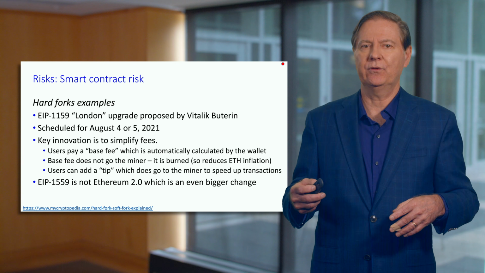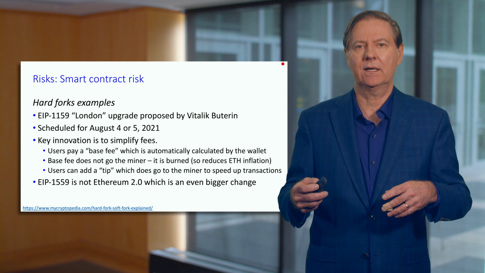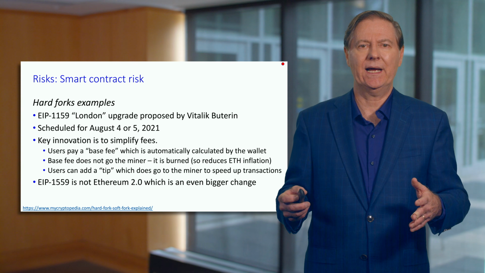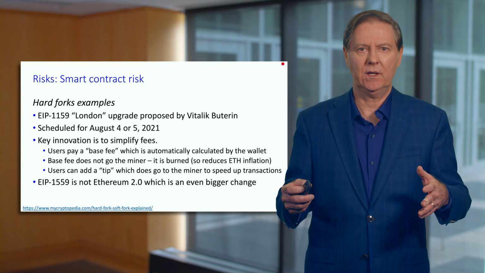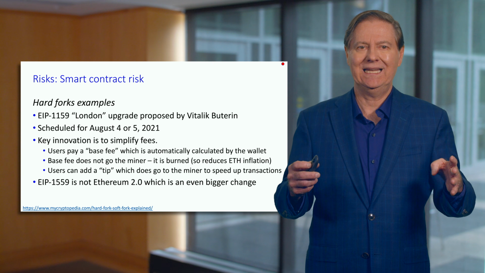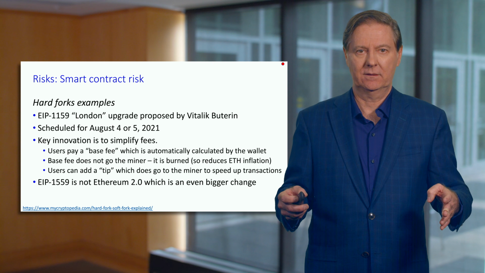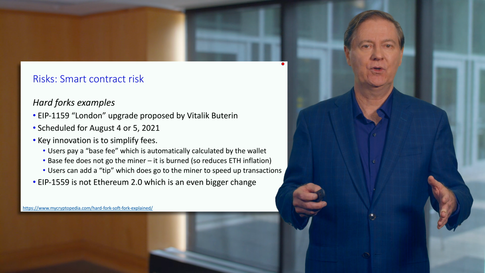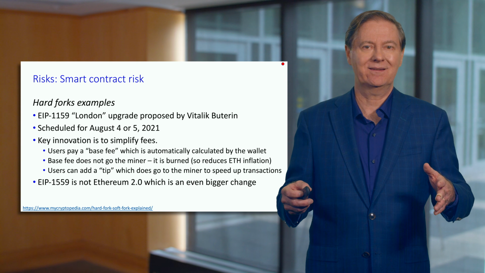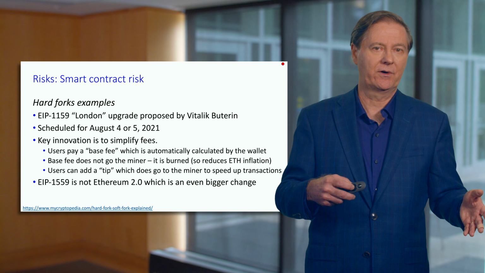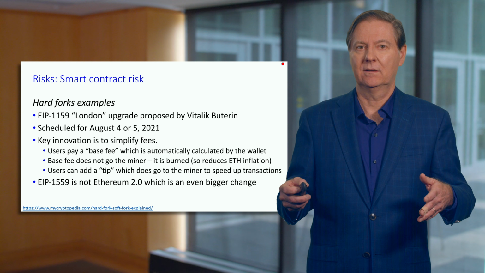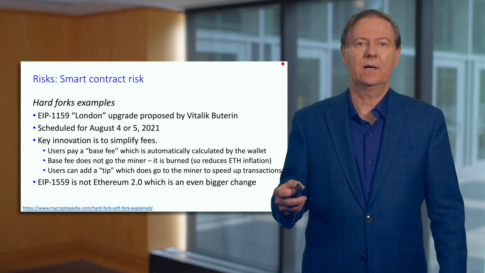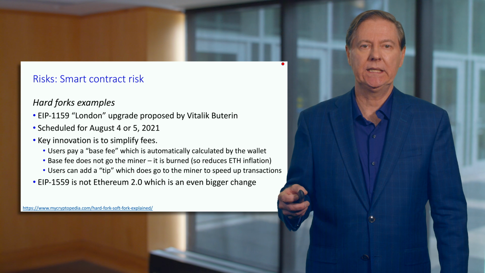Let's not confuse this London mainnet deployment with Ethereum 2.0. That is way bigger than this particular hard fork. Ethereum 2.0 changes the consensus mechanism, so we go from proof of work to proof of stake, because that's a really, really big one. That is going to take longer, but will likely happen in 2022.